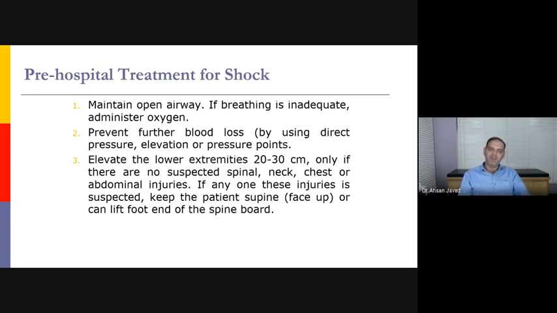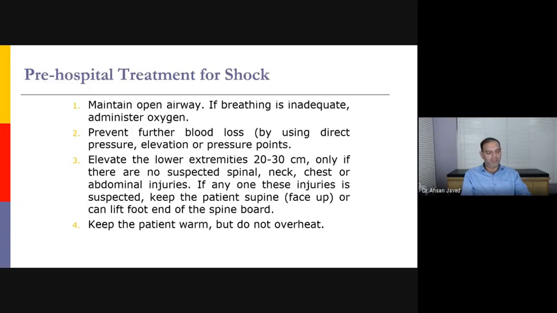So you elevate the extremities by 20 to 30 centimeters only if there are no suspected spinal, neck, chest, or abdominal injuries. If any of these injuries is suspected, keep the patient supine, face up, on a spine board, and you can lift the foot end of the spine board instead of lifting the legs or the pelvis or any other part of the body.